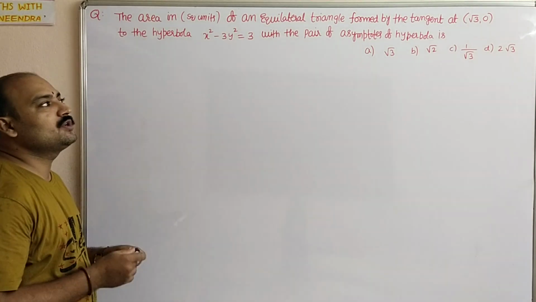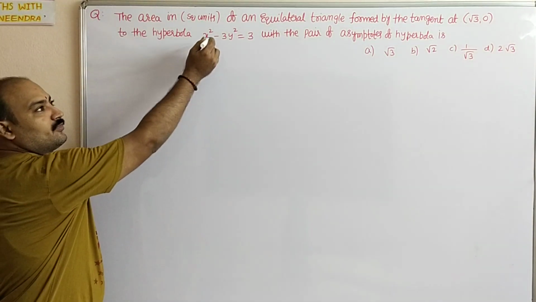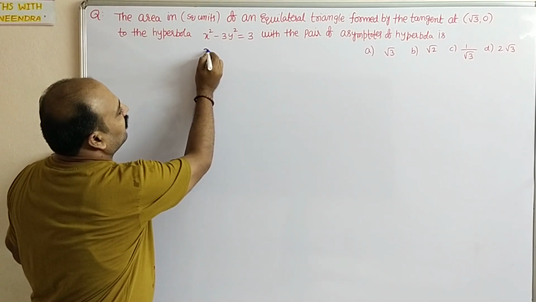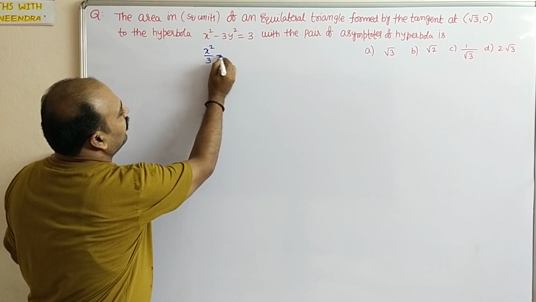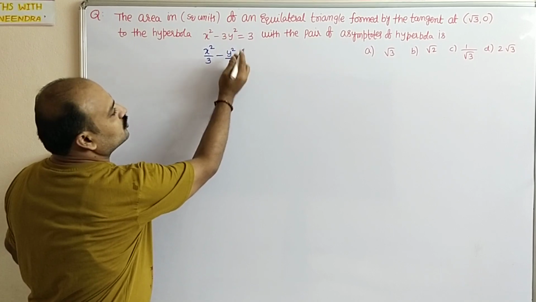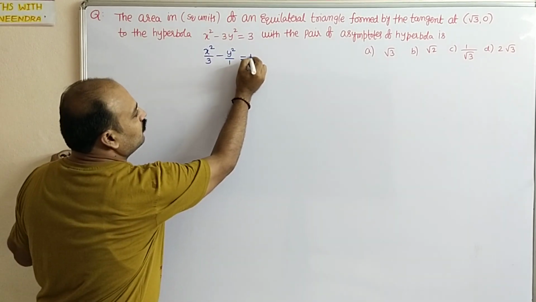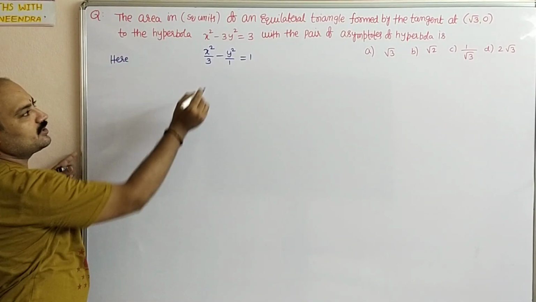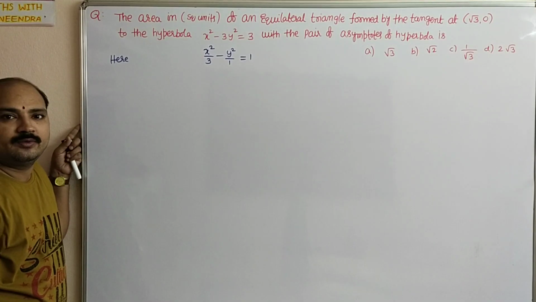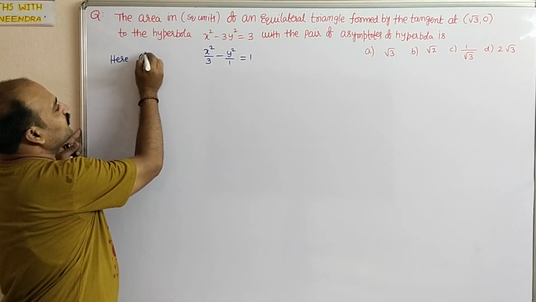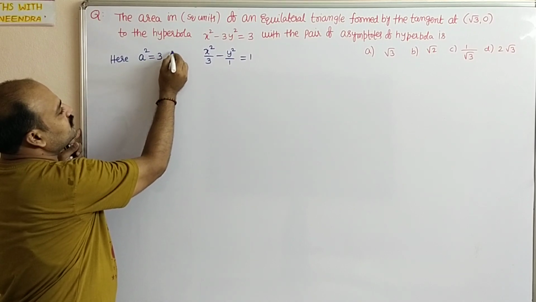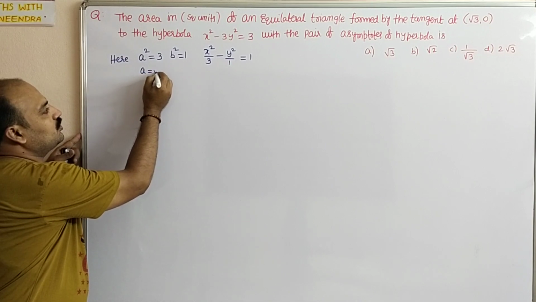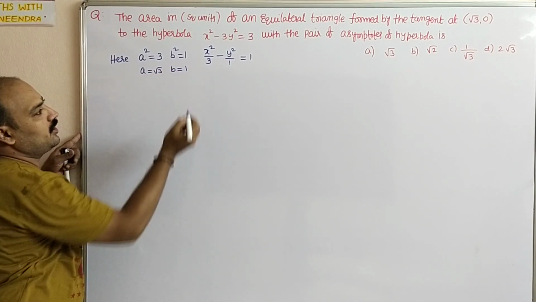So first, write the given equation of the hyperbola in the standard form. Dividing by 3, x square by 3 minus y square by 1 will come. So 3 gets cancelled, which is equal to 1. Here compare with x square by a square minus y square by b square equal to 1. A square equal to 3 and b square is equal to 1. So obviously a is equal to root 3 and b is equal to 1.